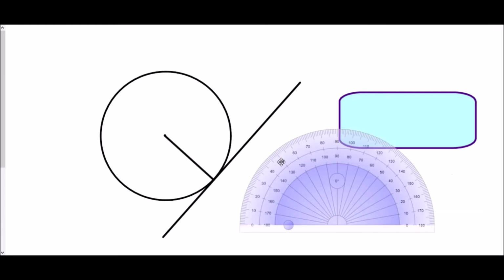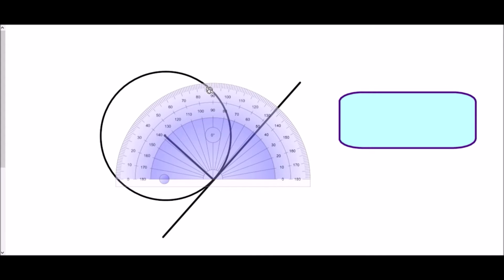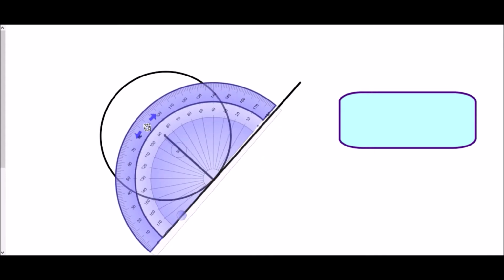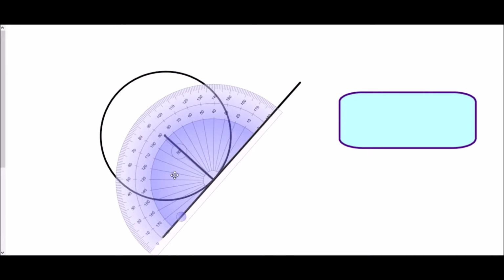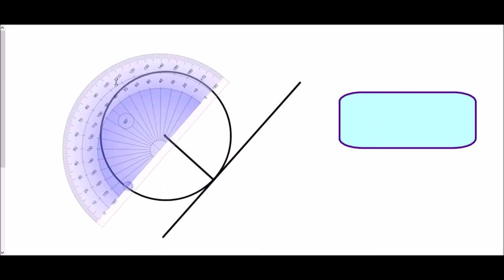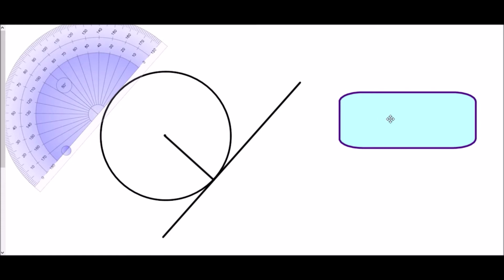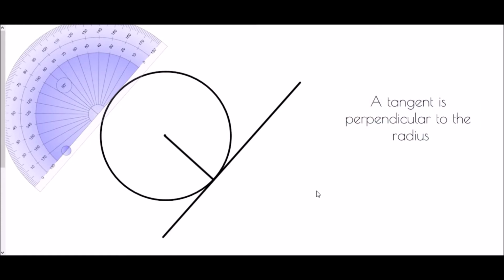And all I'm going to do is grab my protractor and rotate it round so that I can measure that angle, and when I line this up, we'll see here that the angle is 90 degrees. And the reason that it is 90 degrees is that there is a very simple rule about a tangent and a radius, and that is that a tangent is perpendicular to the radius. And that is very important. So anytime we see a radius and a tangent meeting, we can say that it has a 90-degree angle in between.